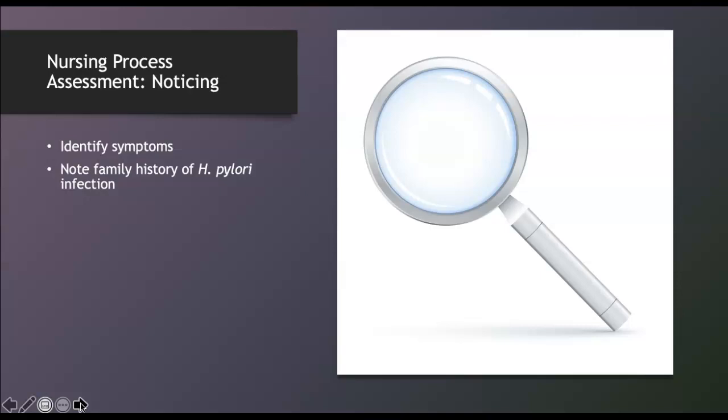For your noticing, if we're talking about the clinical judgment model, for your assessment, you need to identify symptoms or identify clients who may be at risk. If they have a family history of H. pylori, then there's a chance that the client may also have H. pylori due to its mechanism of transmission.